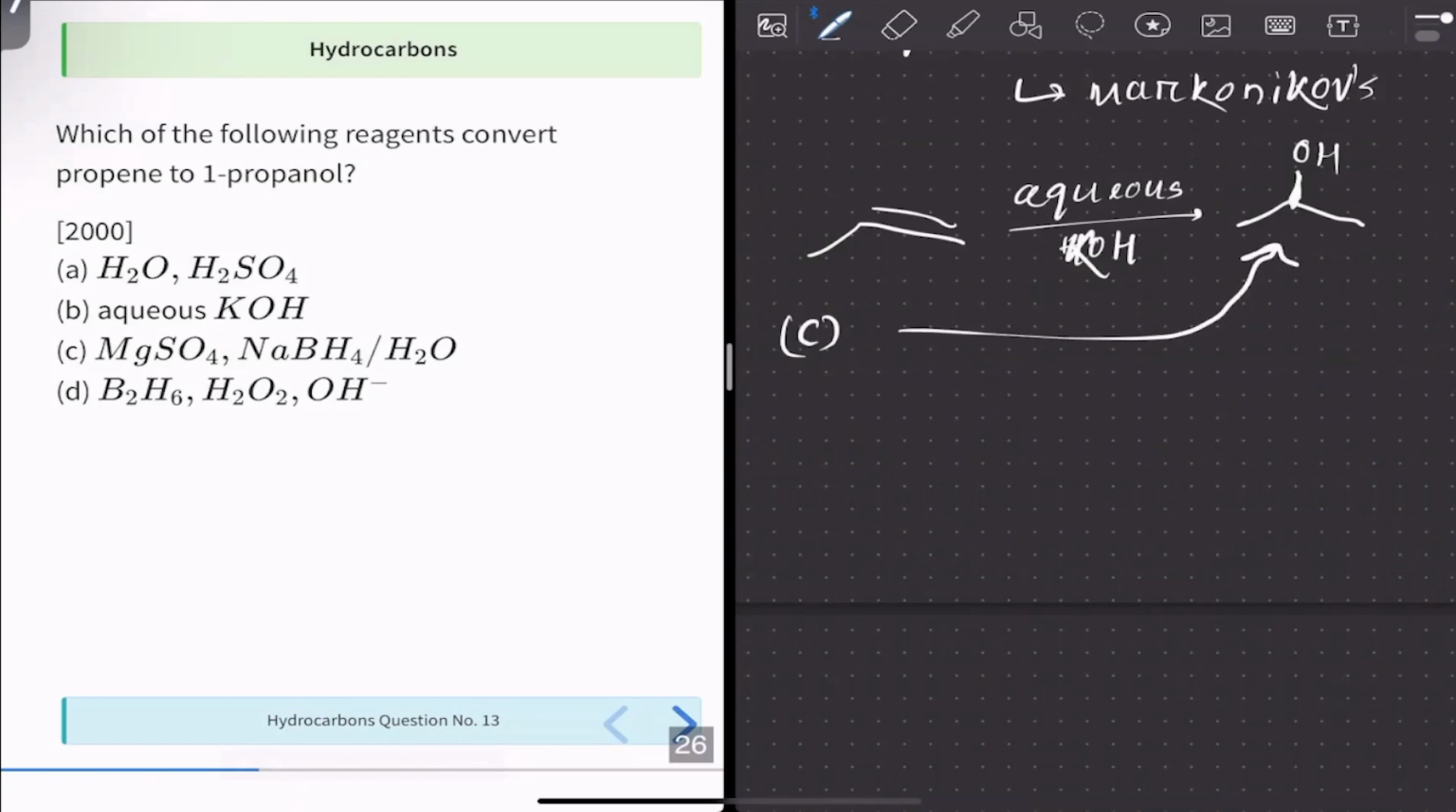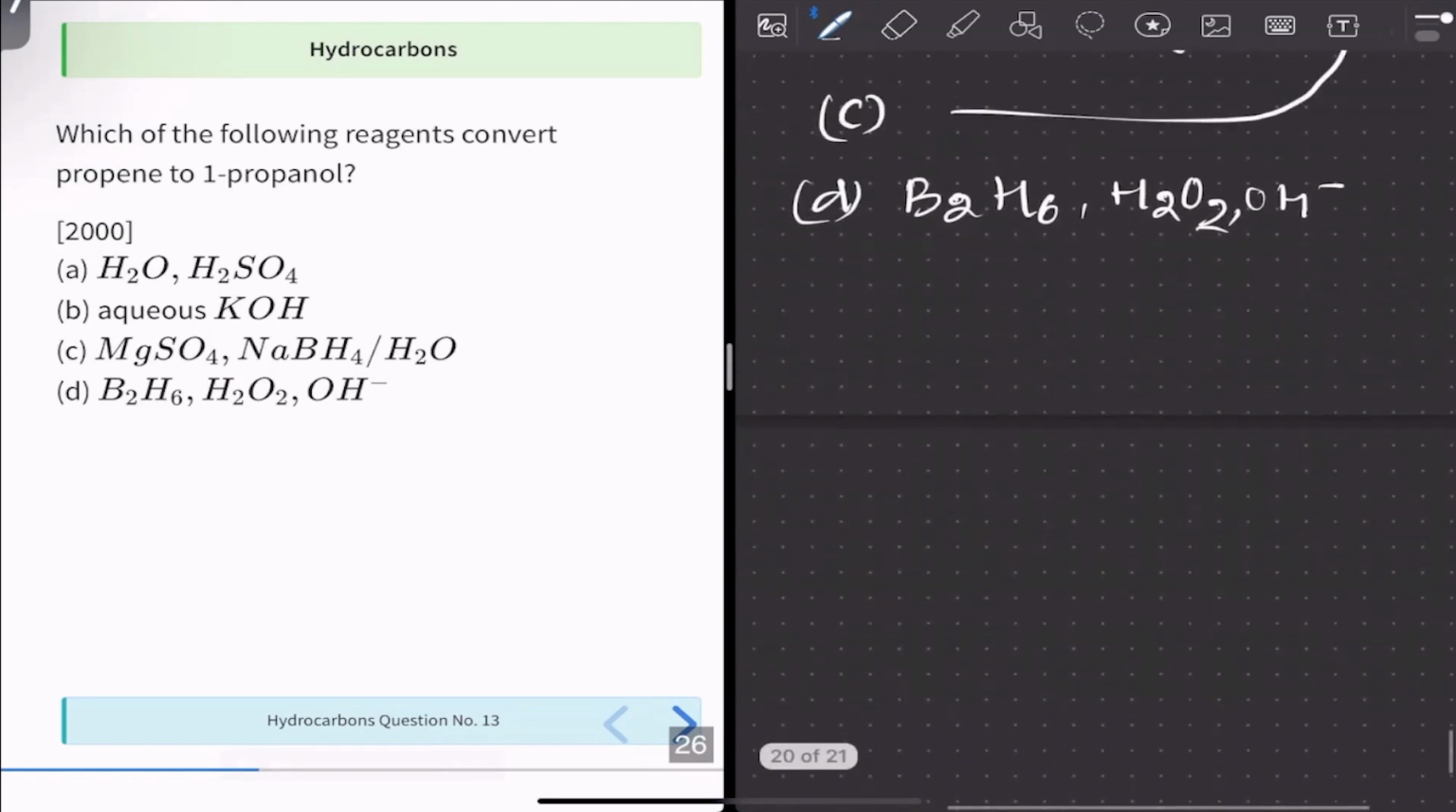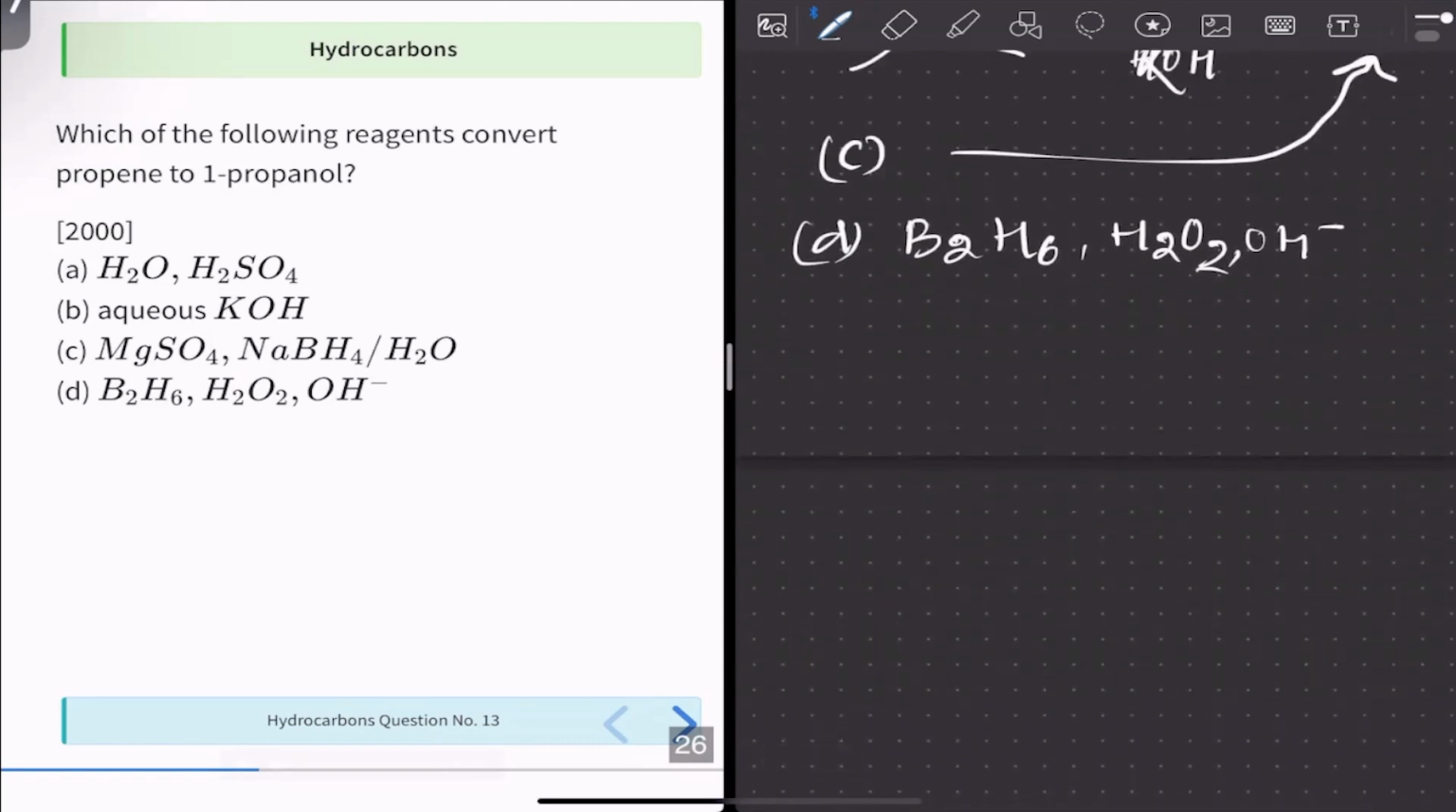You have to remember the mechanism so that you can easily determine the products. Option D, that is B2H6, H2O2, OH minus. This reaction is known as hydroboration oxidation. There is a longer mechanism present, but I will tell you a shorter form. In the first step, there will be hydroboration.